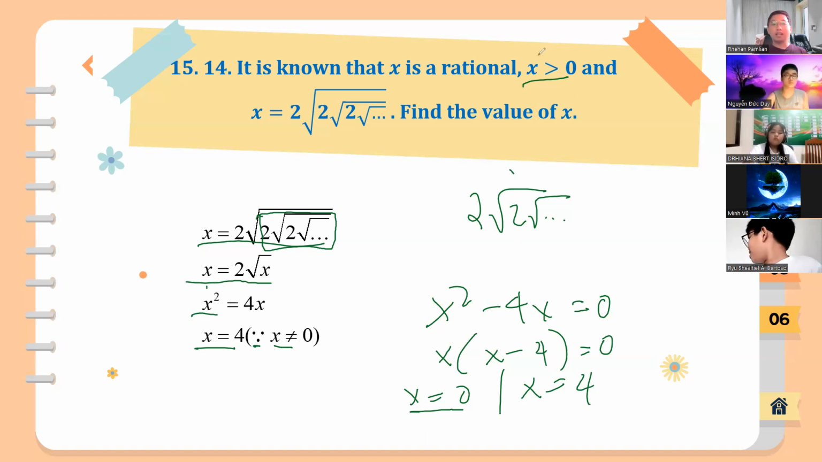But if it's not stated in the problem, like there's no statement x greater than 0, basically you can use x equals to 0. But it's not possible. Why? Because in this case, 2 square root of 2 square root of 2 should have a value, right? It should always have a value.